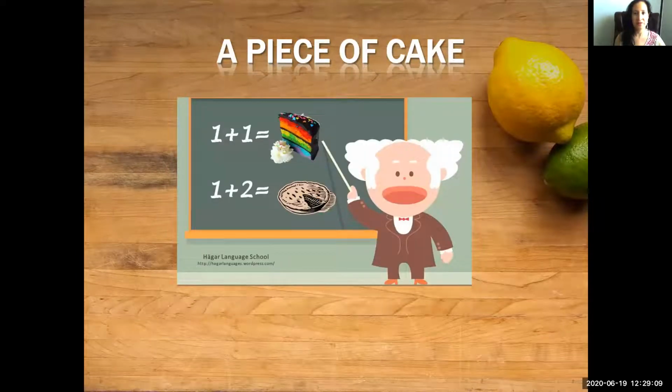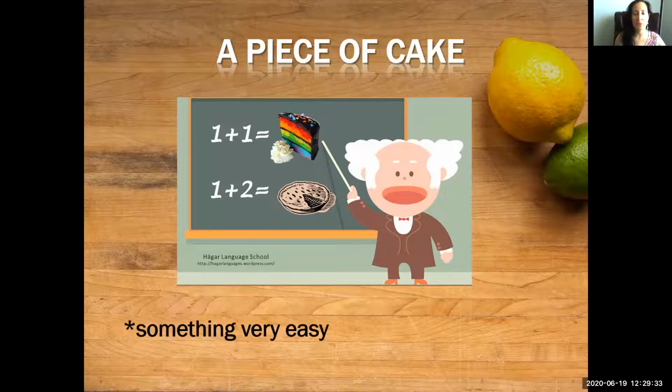A piece of cake. So here in this picture, you'll see 1 + 1 equals a piece of cake and maybe some cream, some whipped cream. Or 1 + 2 equals a pie or a slice of pie that's missing. So that means a piece of cake. It's very easy because 1 + 1 equals 2 and 1 + 2 equals 3. So something very easy. A lot of things that you're doing today, is that a piece of cake or is it not a piece of cake?